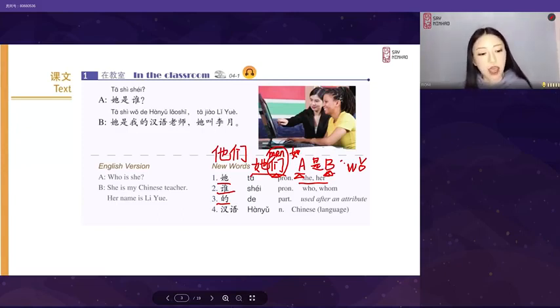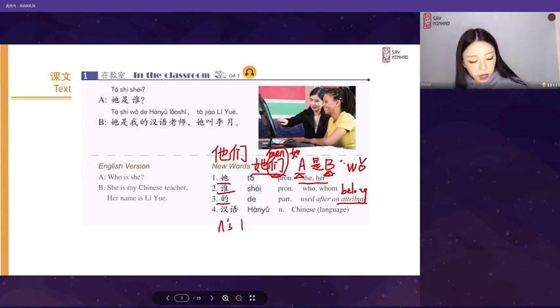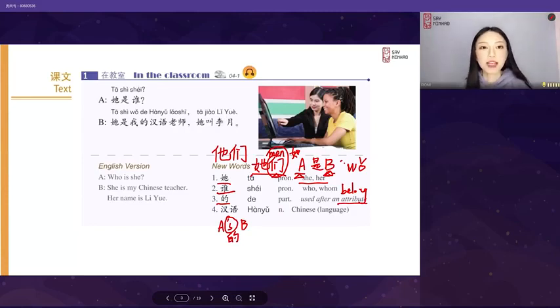It is used after an attribute, which means something belongs to something or someone belongs to someone. For example, when you want to say A's B, then in Chinese it is A 的 B. So 的 is just the same as English 's. Okay. For example, we've learned teacher is 老师, right?